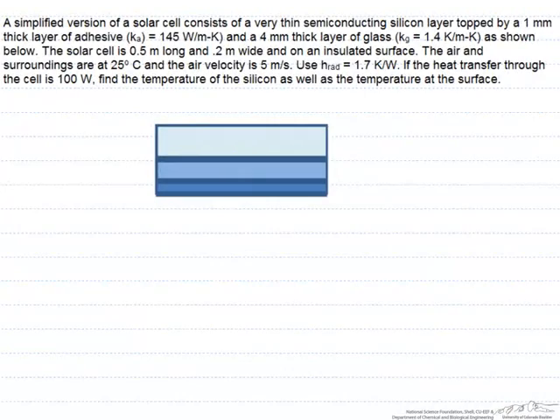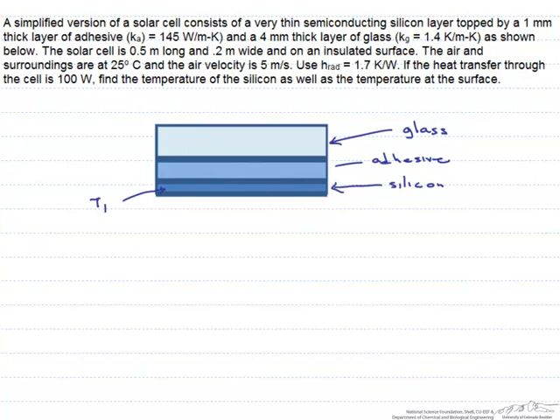Here we have a simplified version of a solar cell, and we have right here our semiconductor silicon layer. On top of that is adhesive, and then we have glass. And what we need to find out is the temperature of the silicon that we're going to call T1, as well as the temperature at the surface that we're going to call T3.